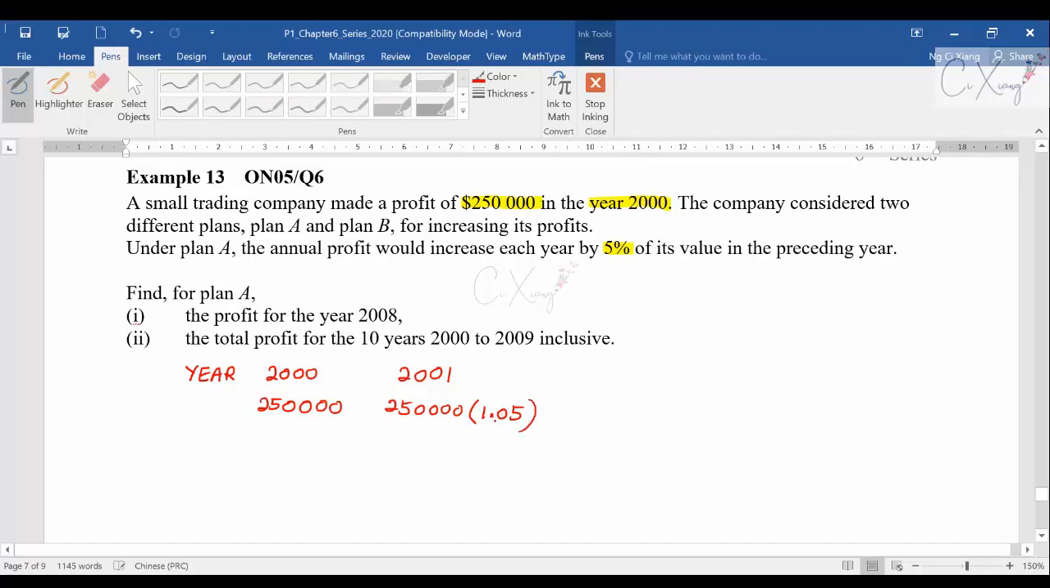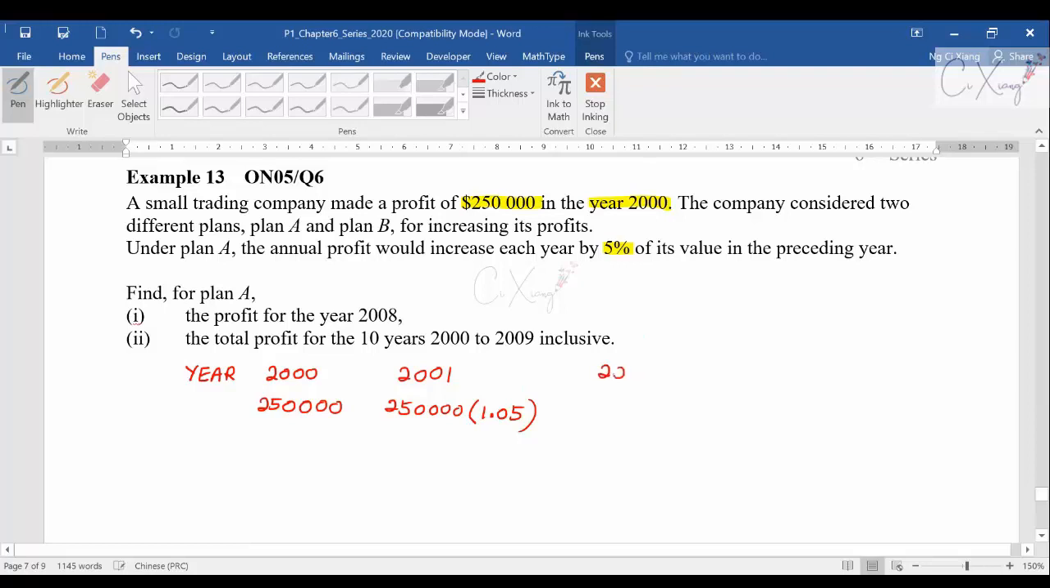So maybe you want to say, why is it 1.05? I thought it should be 0.05, right? Okay, 0.05 is the increased value, the value increase for this particular year. And you need to add back the profit for the previous year, right? 250 is included, right? Therefore, the 1 is actually the 100% for 250. Okay, therefore, when you write it out, you become 1.05.